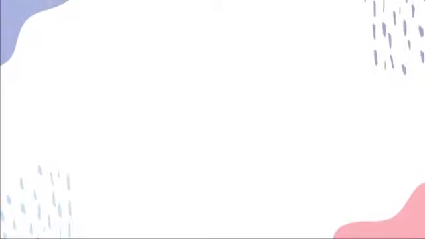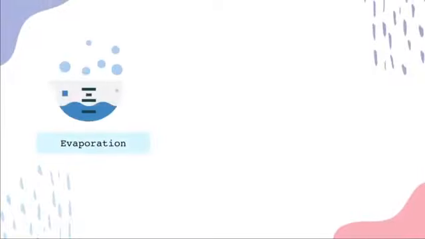After that, we have evaporation. Evaporation happens when water evaporates and turns into water vapor. During evaporation, the bonds between water molecules need to be broken. In order for the bonds to be broken, heat energy has to be absorbed, which makes evaporation an endothermic reaction.